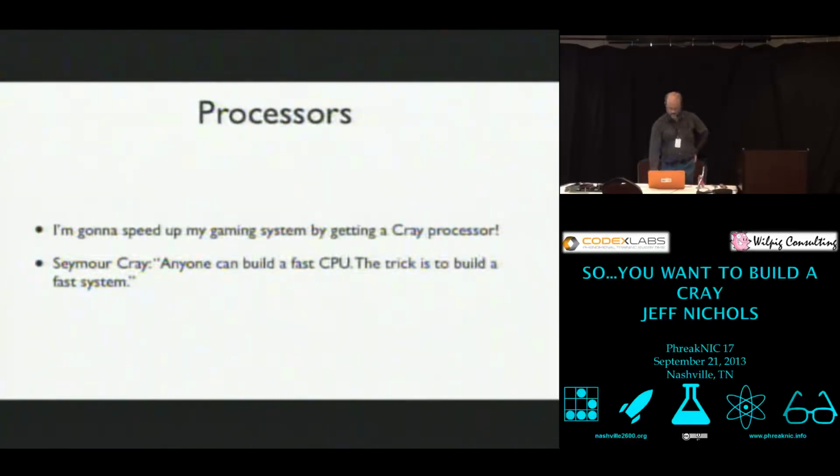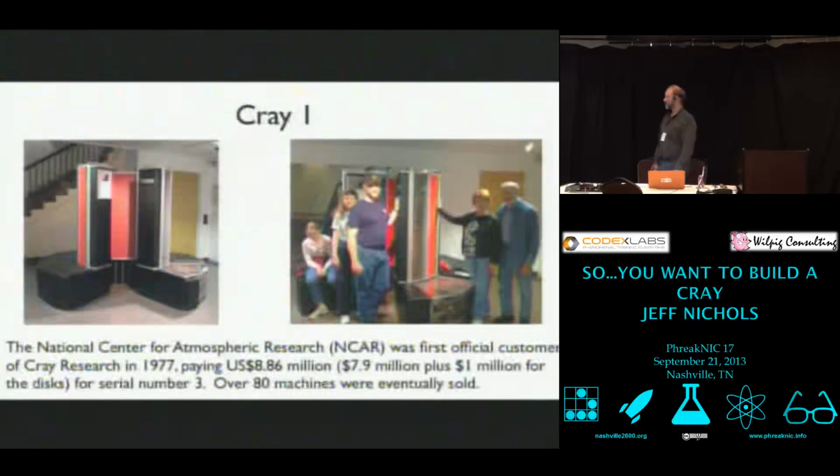Let's see, and you guys look like an audience that can appreciate some vacation pictures. So this is the Cray-1, serial number 3. It is at the National Center for Atmospheric Research in Boulder, Colorado. Last summer we were in Colorado, we stopped and saw the Cray, so that's my family standing in front of that Cray. It's still on display.